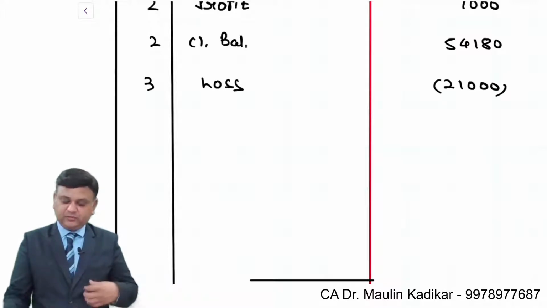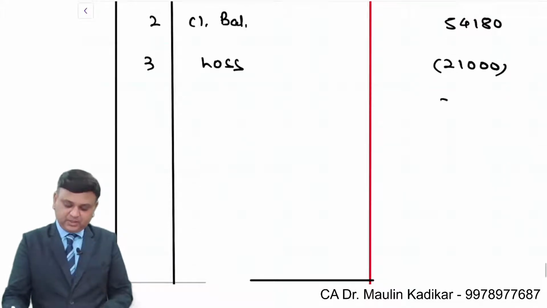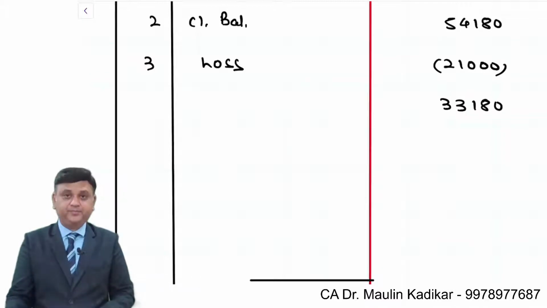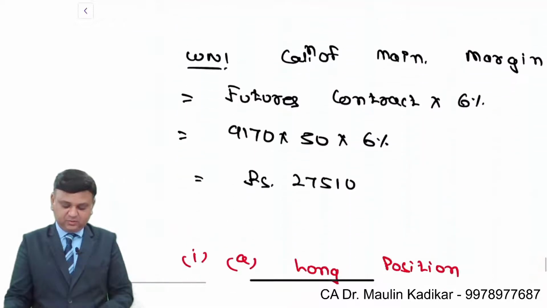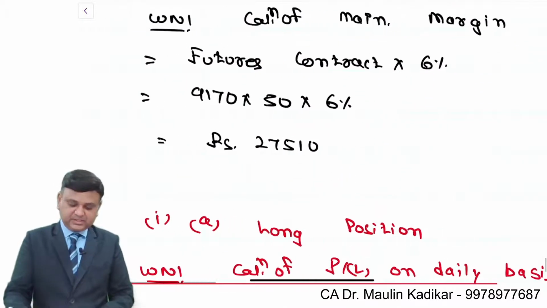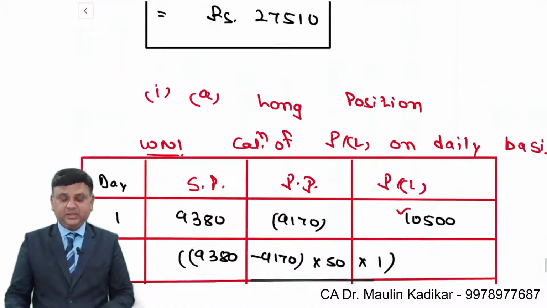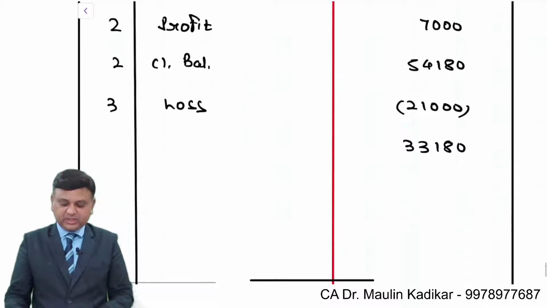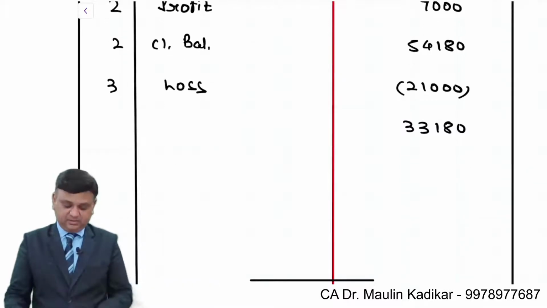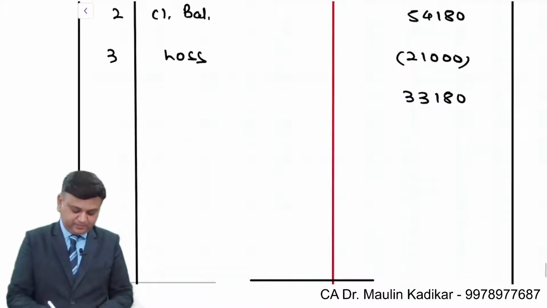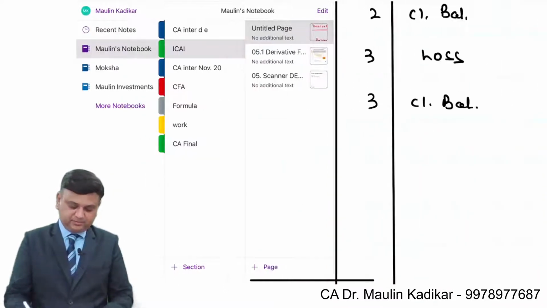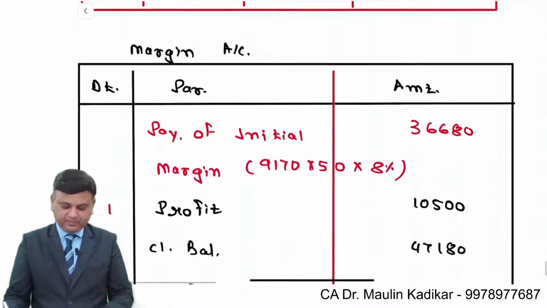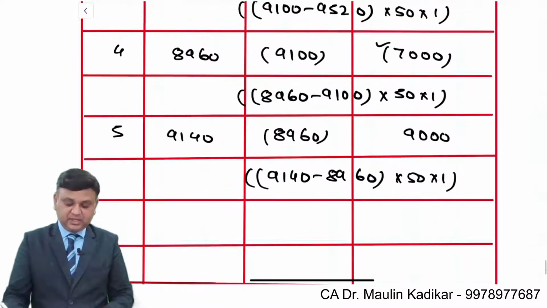So deducting the loss of 21,000, it comes to 33,180. Now friends, we already have computed the maintenance margin in the very first working note. That is 27,510. And this balance is not lower than 27,510. So there is no payment of the margin. So on day 3, there is a closing balance of 33,180. Okay. Day 4, there is again a loss of 7,000.